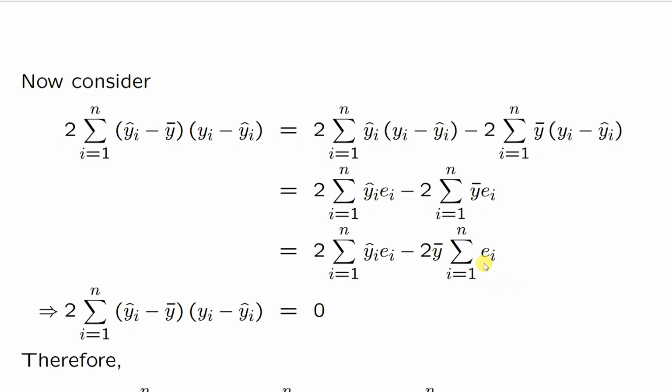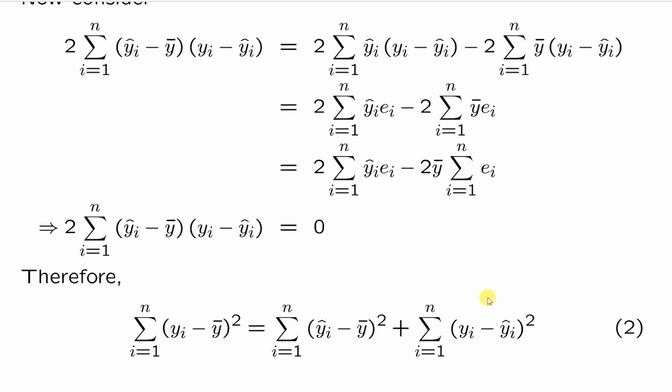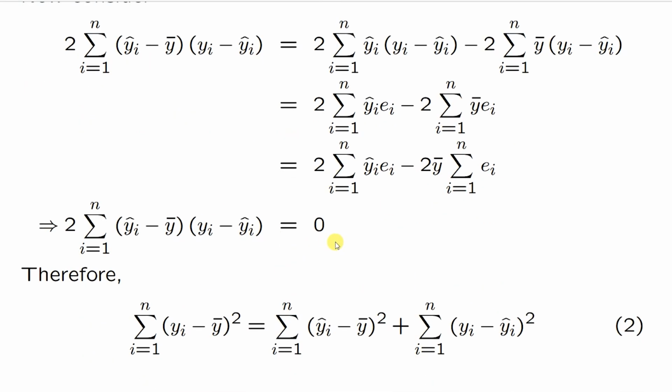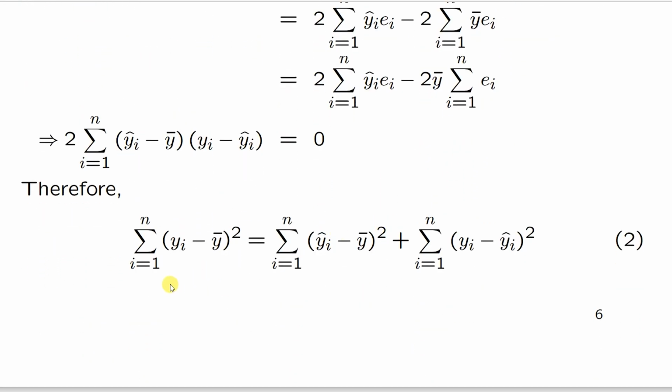So therefore summation yi minus y bar whole square is given as summation yi cap minus y bar whole square plus summation yi minus yi cap whole square. So here we can observe that the LHS is the total sum of square, and in the RHS the first term is called the regression sum of square, and the second term, since yi minus yi cap is called the ith residual, is called the residual sum of squares.